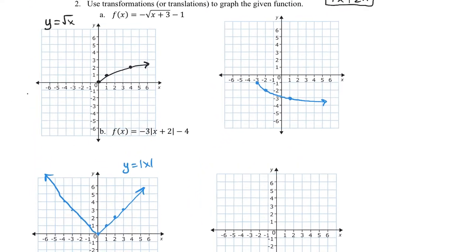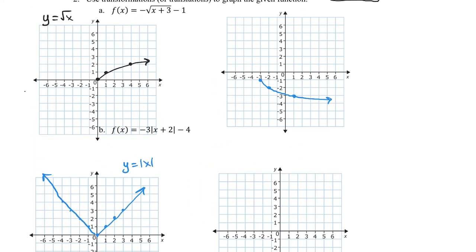So let's talk about what could be different from this learning target. Use transformations to graph the given function. They could switch this around and give you a graph and ask you to come up with what the equation would have been. Does that make sense? So if this is what the graph looks like, it may be that you have to write the function. So just something to consider.